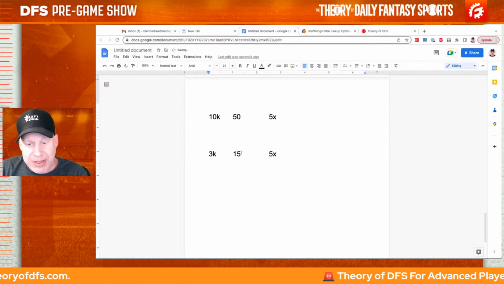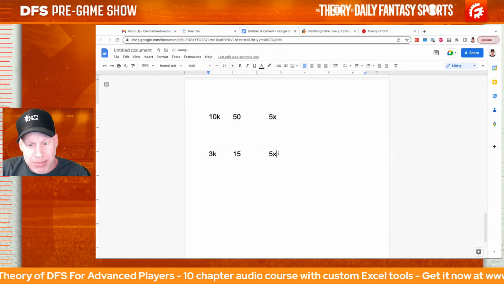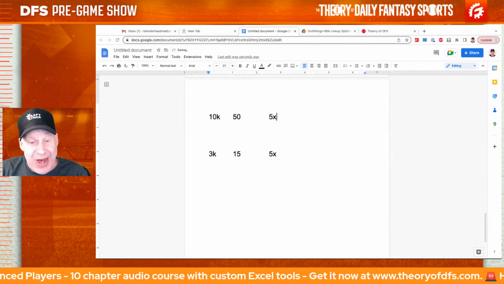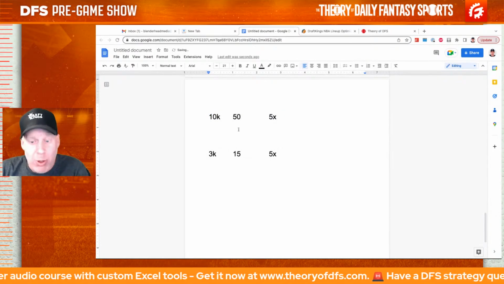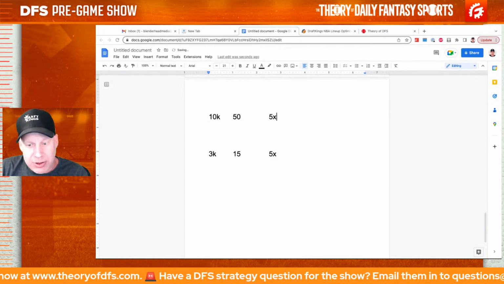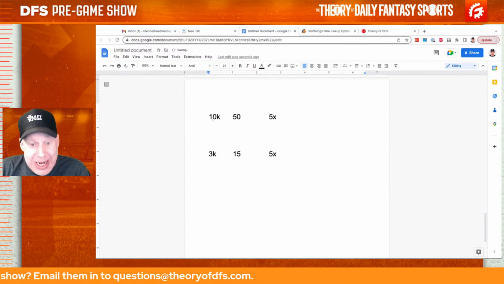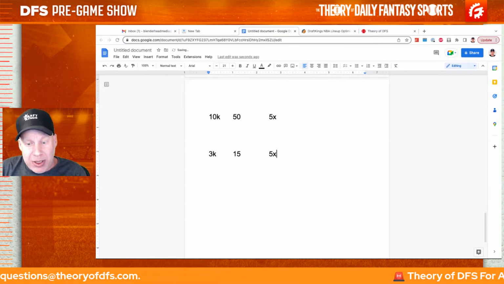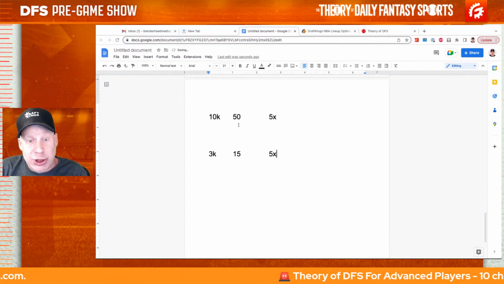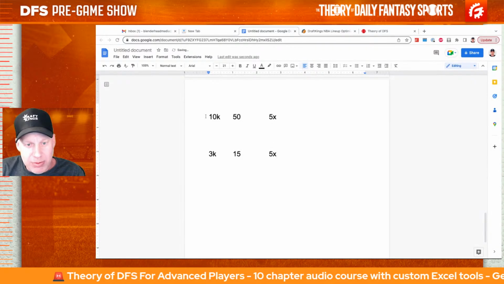No, they're not. The 3K player that only scores 15 on average is worth way, way less to you because he takes up a spot in your lineup. A 10K player that scores 5x is worth way more to you. The only reason you wouldn't be able to play one over the other is salary. From a point per dollar perspective, they're the same. You're getting the same amount of points per dollar, but from a salary adjusted perspective, the 10K player is worth way more to you.